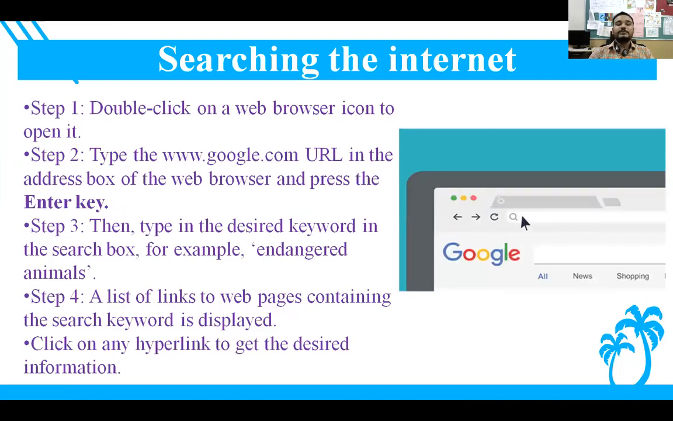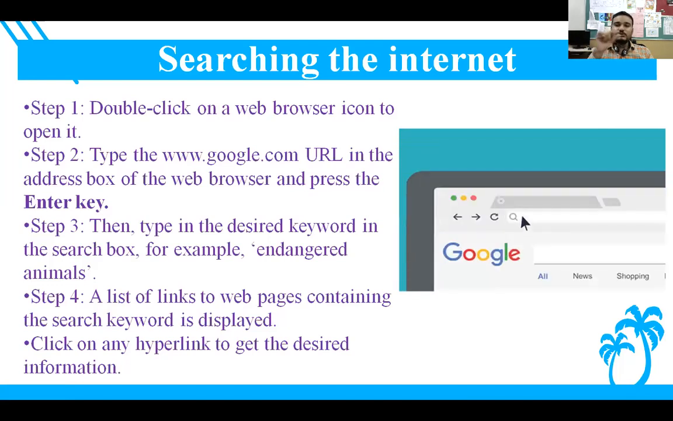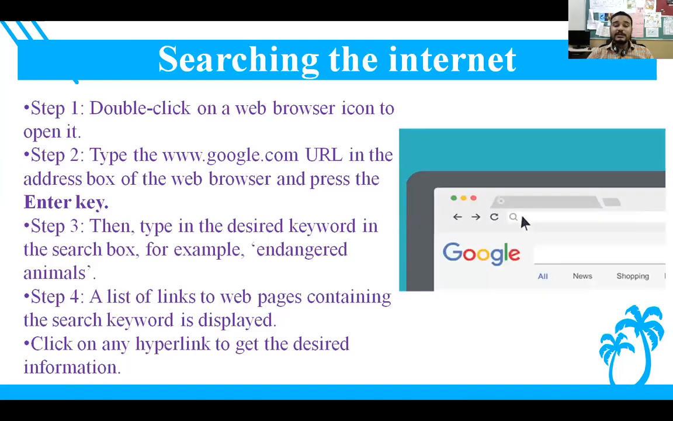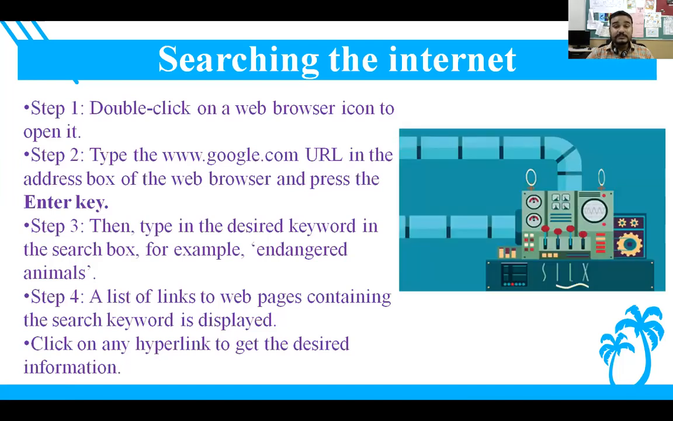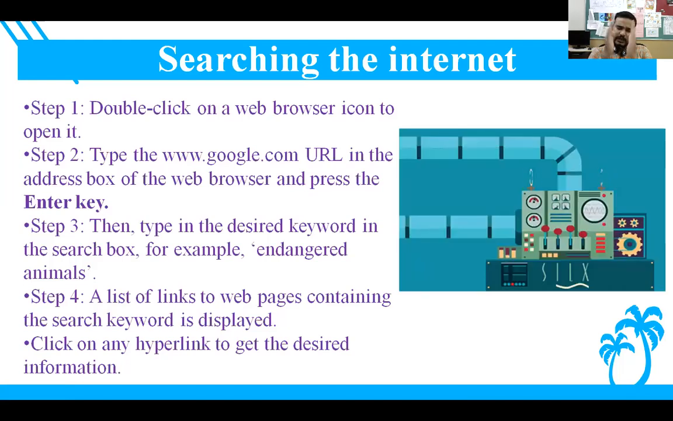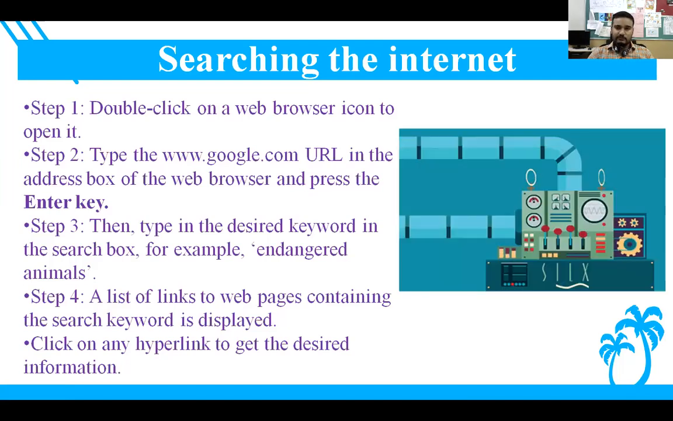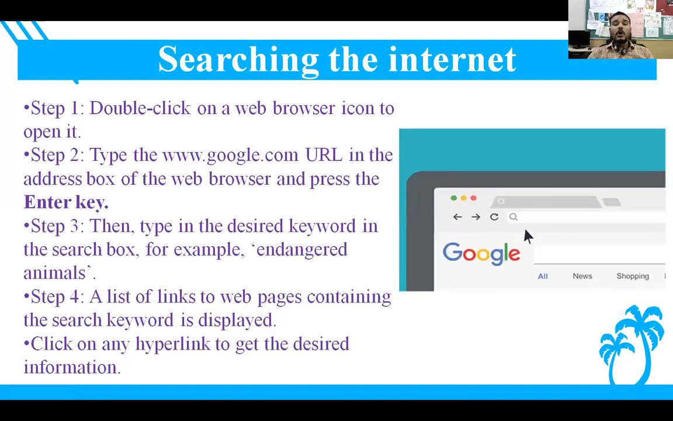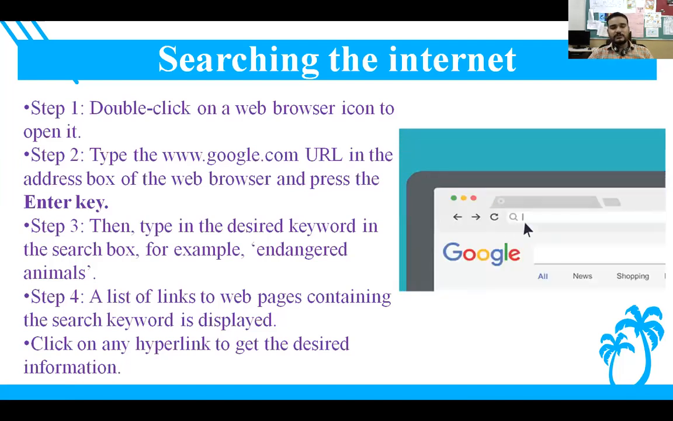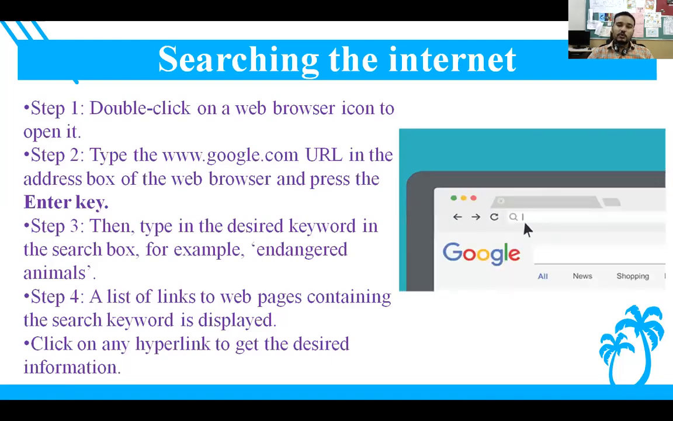Now there you can type www.google.com. This is a Uniform Resource Locator or URL, and this URL is of a search engine. Very good. And when google.com opens, you have to type endangered animals. And when you type endangered animals, the whole list of endangered animals will be shown over there, and all the pages which contain audios, videos, images will be shown in blue color.